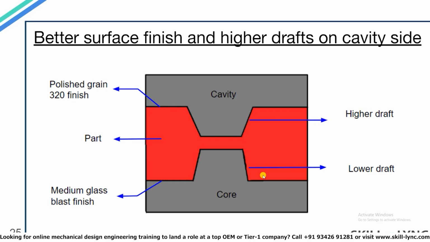So when the core moves away from the cavity after the part is formed, the part should come along with the core where it is ejected using the ejection pins. The part should not stick to the cavity walls when the core plate moves back. So to ensure that the part does not stick to the cavity, better surface finish and higher drafts are given on the cavity side. In the diagram, the polished grain 320 and medium glass blast are types of surface finish. The polished grain finish is a better surface finish compared to the glass blast.